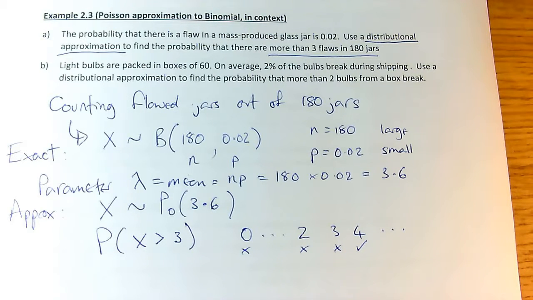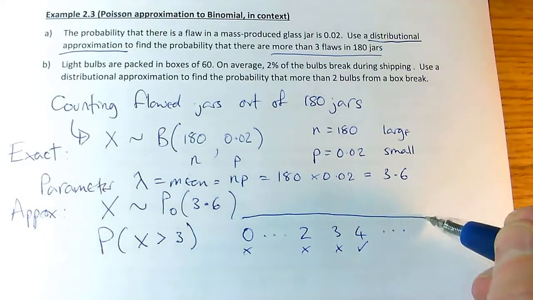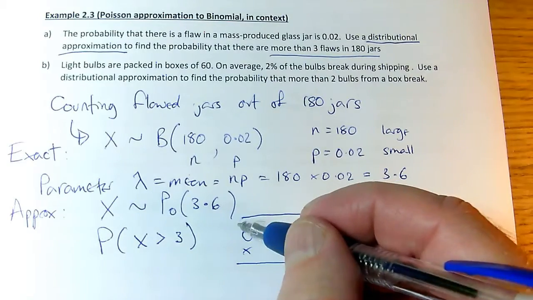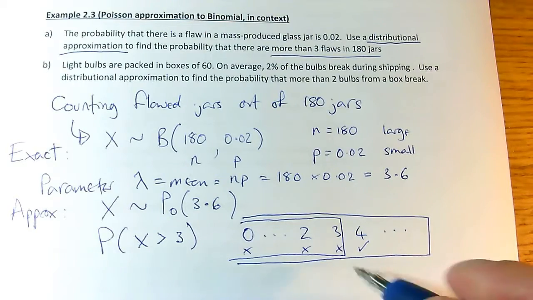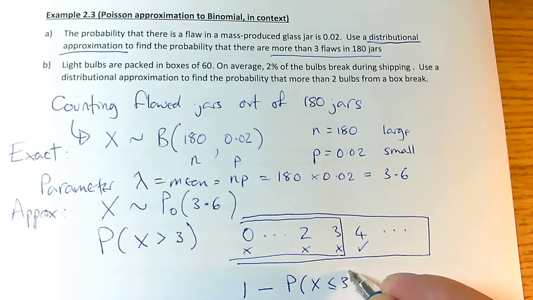I need a box that captures all the ticks. So my big box is going to have to capture everything. And now I need to get rid of the crosses. So I need a box that gets rid of all the crosses. So big box minus little box. Big box catches everything, just means I'm doing 1 minus. The other box I am going to have to use my calculator for. The crosses I've got to get rid of is the probability that x is less than or equal to 3.